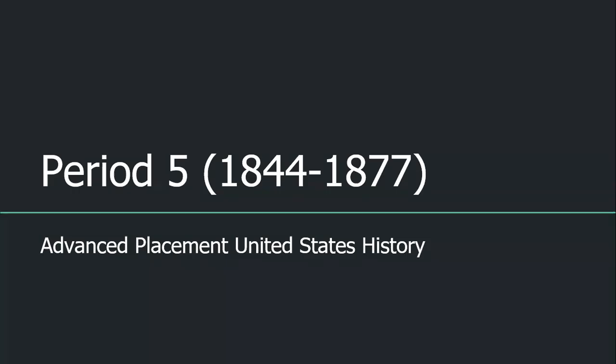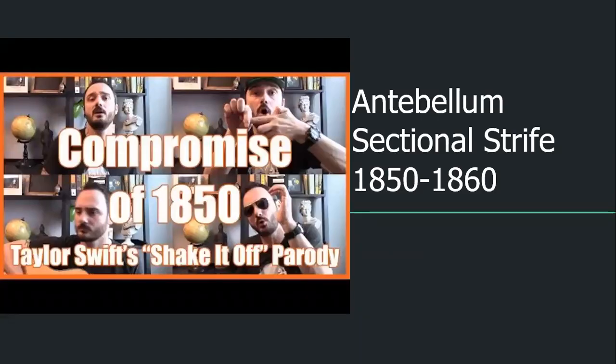Hello, AP US History, and today we are going to be beginning our look at period 5 of the APUSH material. That is 1844 basically to 1877, the period just after the Civil War. So, beginning with this series, we are going to be looking at the stuff that's going on around the country at the time. The sectional strife. This is the period just before the Civil War, 1850 to 1860.